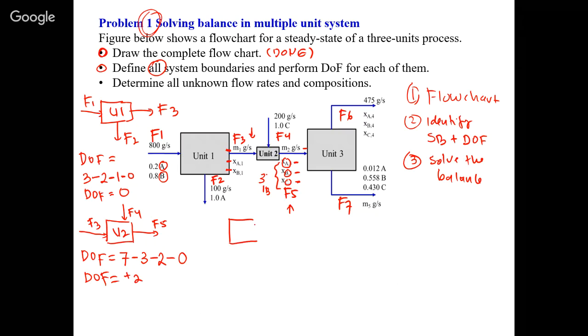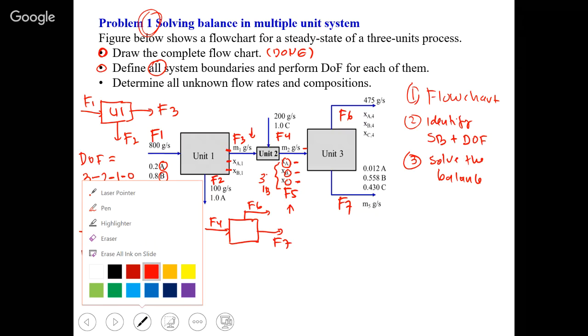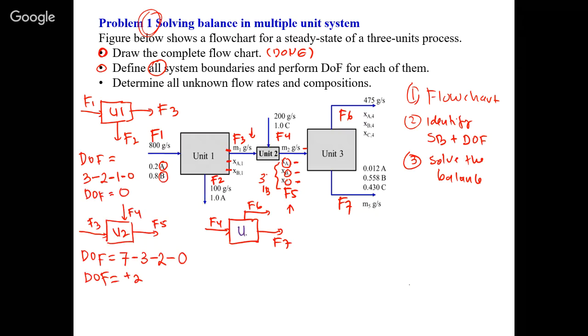Next, you go to unit number 3, an individual unit. For unit number 3, we have F4 coming in, F6 going out, and F7 going out. So you do the DOF for unit number 3. How many unknowns? One, two, three, four, five, six, seven, eight unknowns.